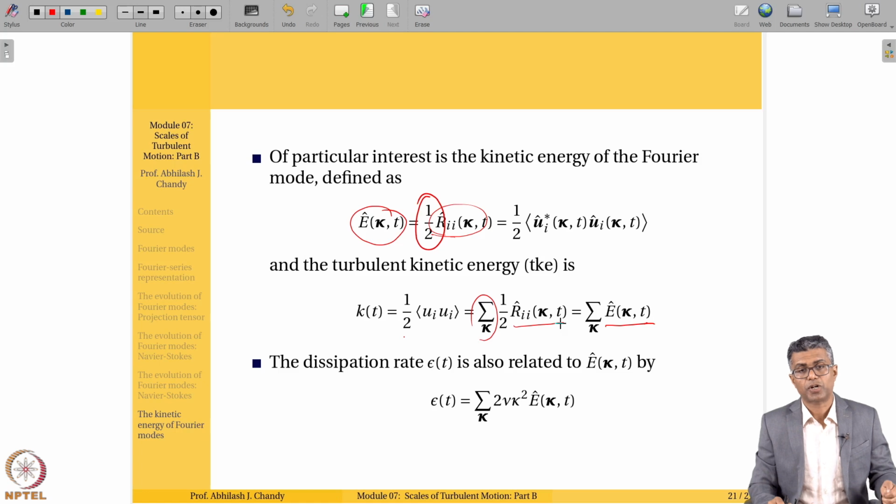Similarly, the dissipation is obtained by taking 2 nu kappa squared E hat of kappa comma t. This is summed over all wave numbers. So that is your dissipation. So this is your kinetic energy and this is your dissipation.